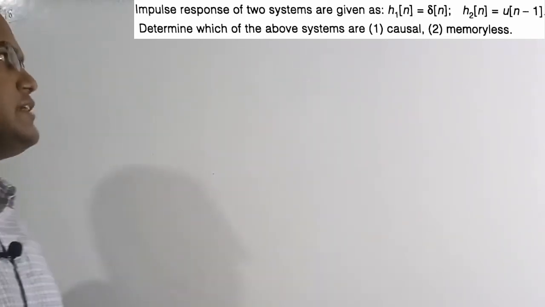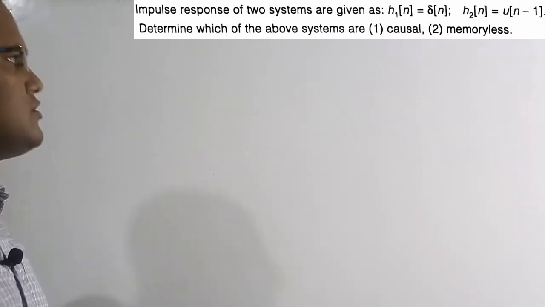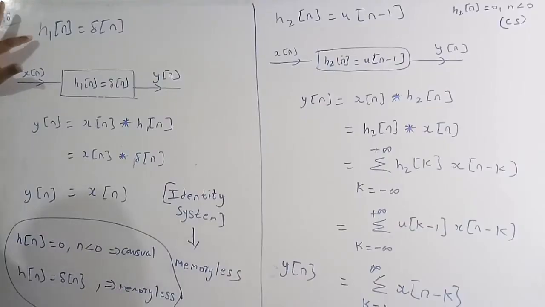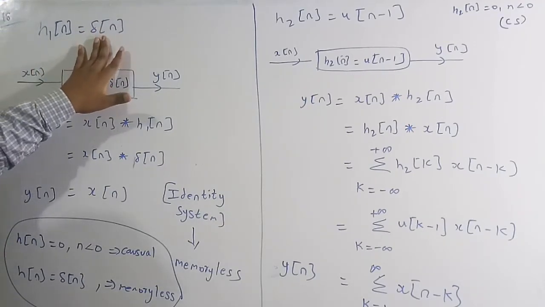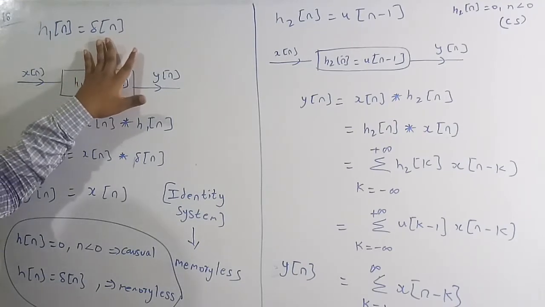And this question was given in IAS 2006 for 5 marks. So let's solve this numerical. Here the first one is h1 of n is equal to delta of n. We have to check the two properties, the causality property and also whether the system is memoryless or not.